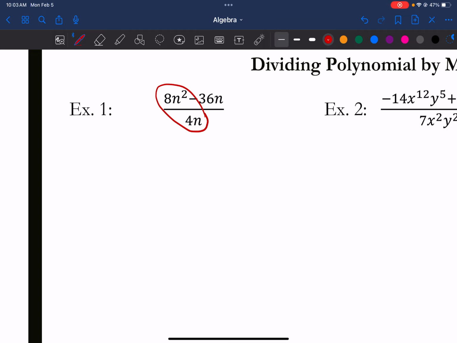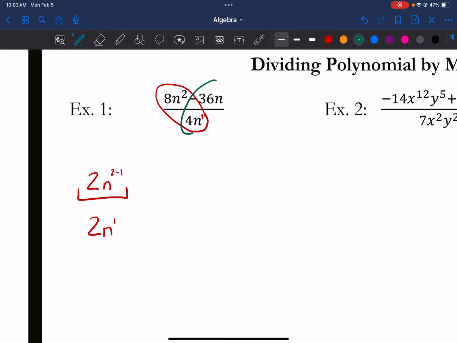So 8 divided by 4 is 2. This becomes n to the 2 minus 1, right? Because this has an exponent of 1. If we simplify that, it becomes 2n to the first. You don't really need that power of 1 there, so you can keep it like this, or you could put the exponent 1. It's up to you. For now, I'm going to leave it there.